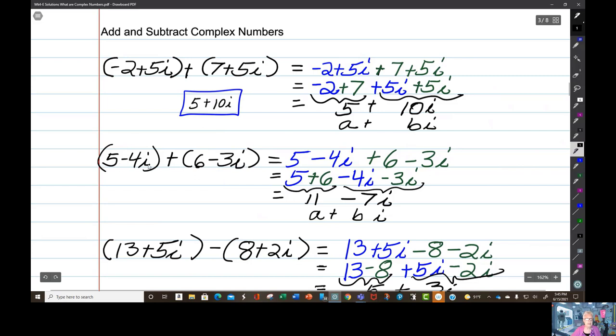Okay, now we have this complex number plus this complex number. 5 minus 4i plus 6 minus 3i. And I color coded it. 5 minus 4i plus 6 minus 3i. You add the real parts together and the imaginary parts together. 5 plus 6 is 11, and negative 4i minus 3i is negative 7i, which is minus 7i. So in the answer box, you're going to type 11 minus 7i.